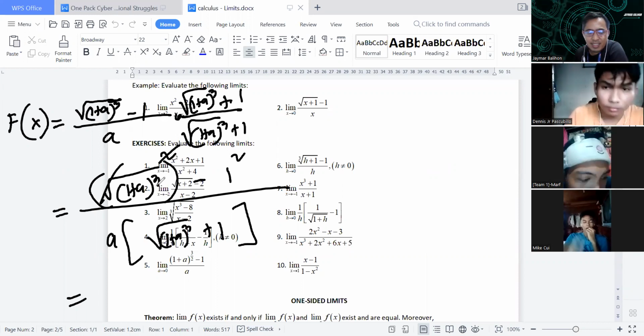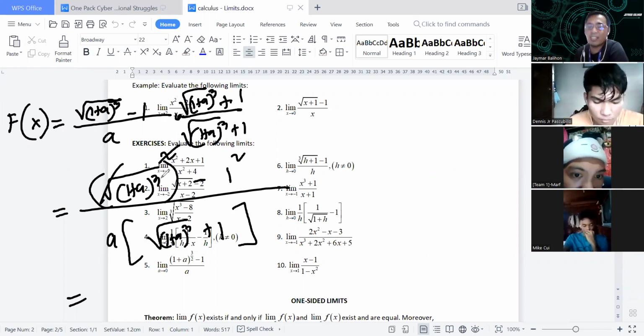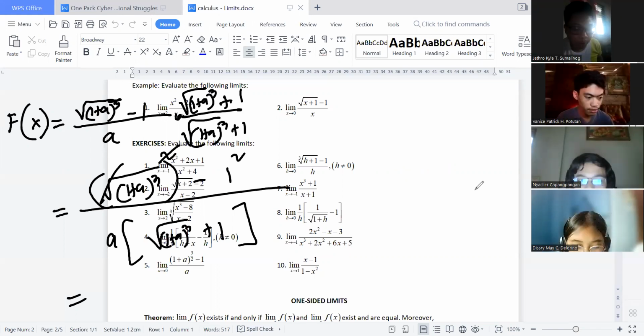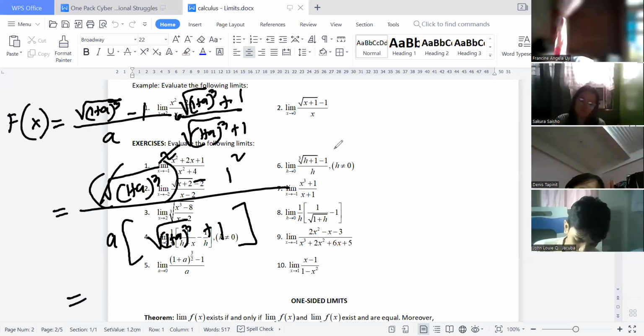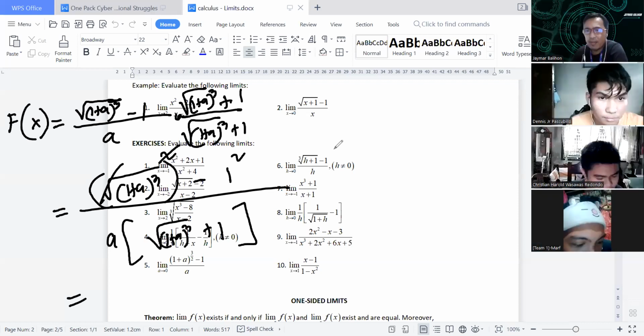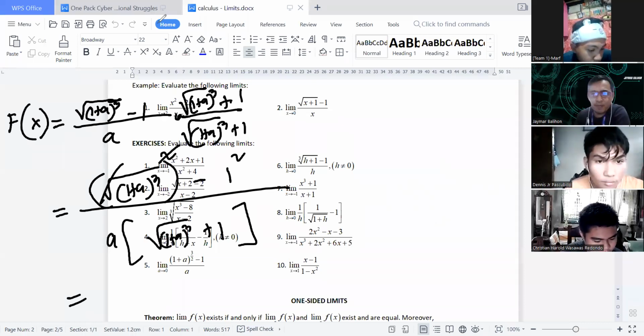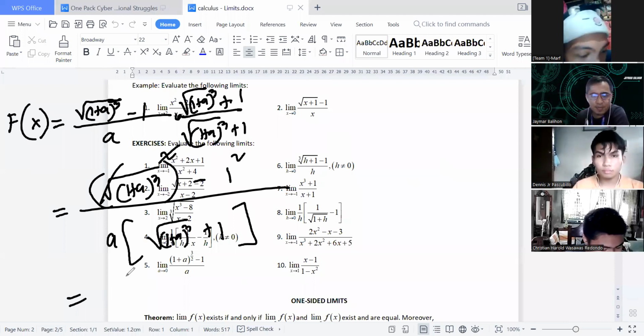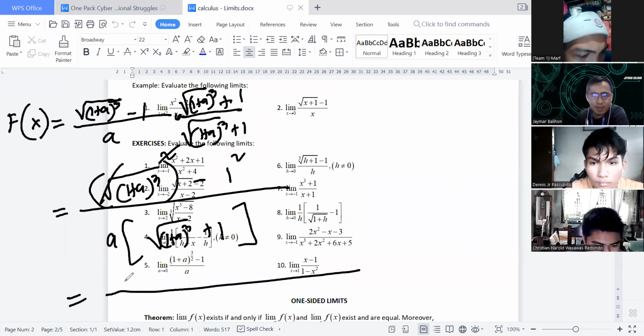Yes, expand it. That's right, Mark. What's the answer if you expand it? Can you raise your hand so that we can acknowledge you to give your answer? Yes, Mark, what's the answer? A cube plus 3A squared plus 3A plus 1, minus 1, over A times the quantity 1 plus A raised to the power of 3 over 2.